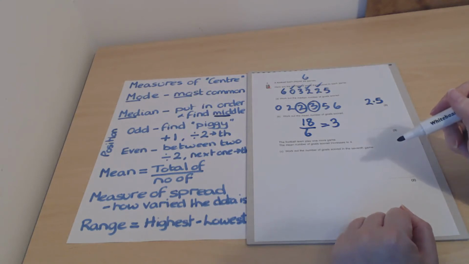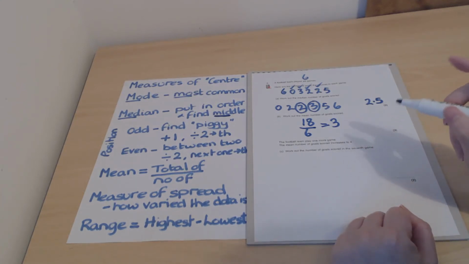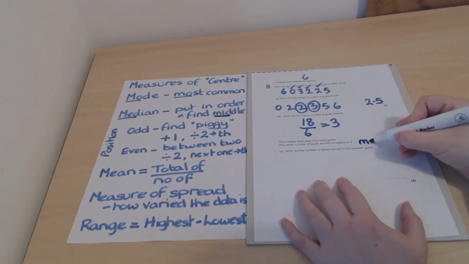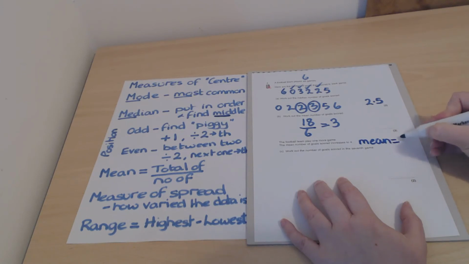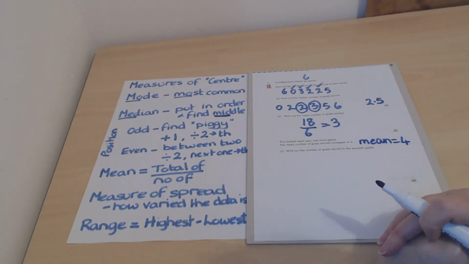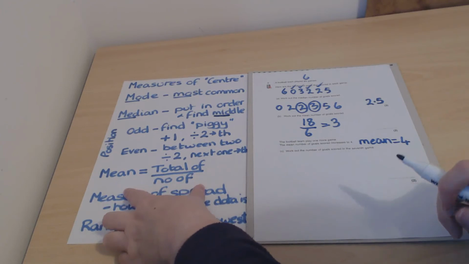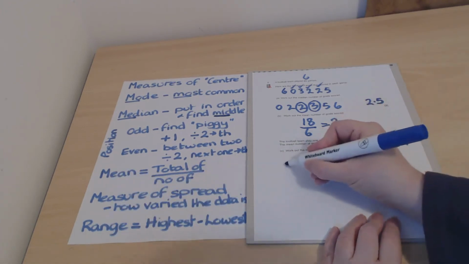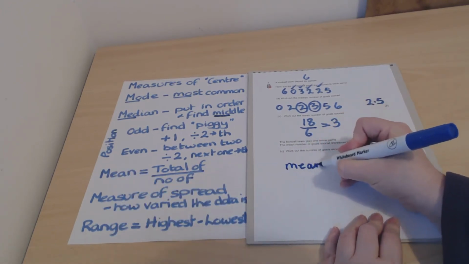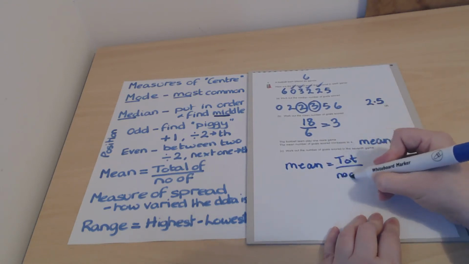It says the football team play 1 more game, and the mean number of goals scored increases to 4. So the mean is now 4 instead of 3. And we've got to work out how many goals were scored in that last game. So we now need to use this formula for the mean backwards. So we've got the mean equals the total divided by the number of.